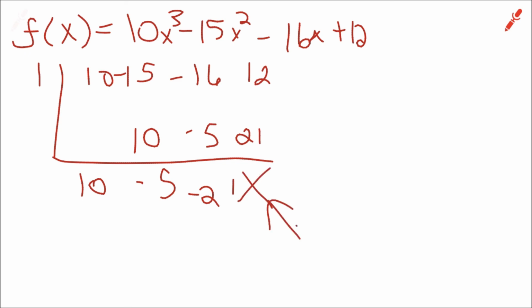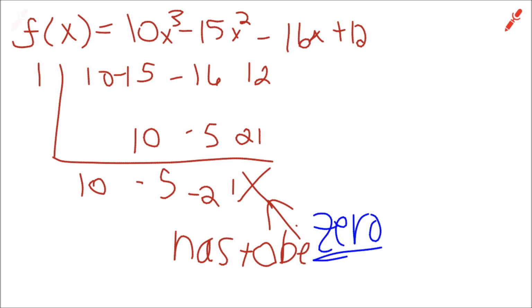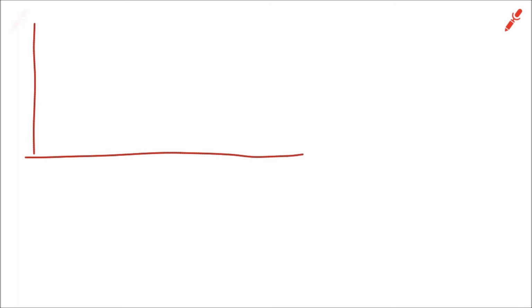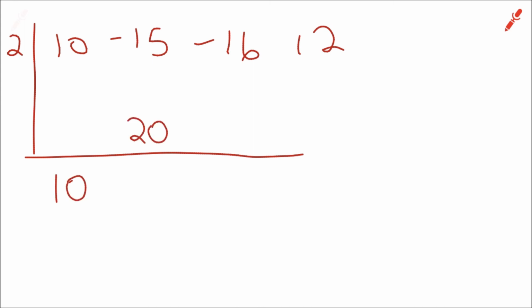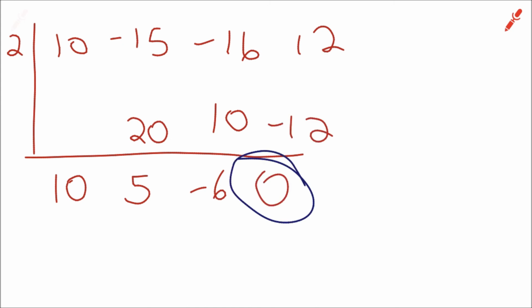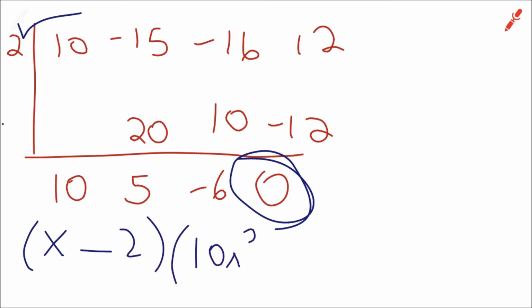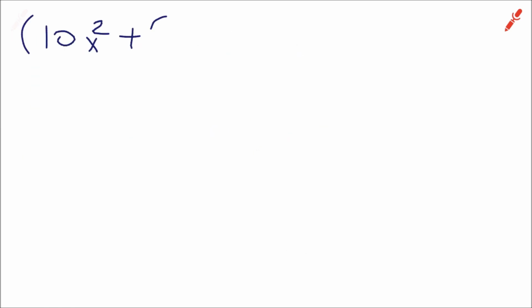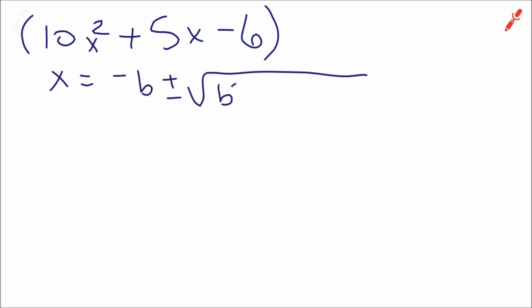So 1 is not a zero because you cannot have a remainder once you do the synthetic division. It has to be 0. Now let's try out 2. And you're going to see that 2 is a rational zero. So that means that x minus 2 is a factor, and we have the resulting quadratic. We're going to rewrite it up here because we're going to use the quadratic formula to find the other two zeros.